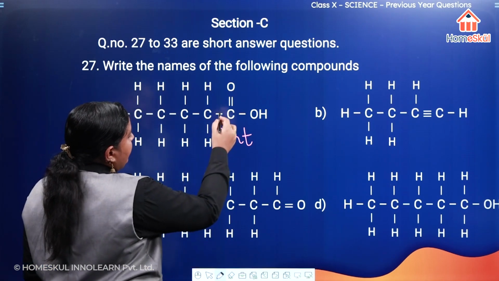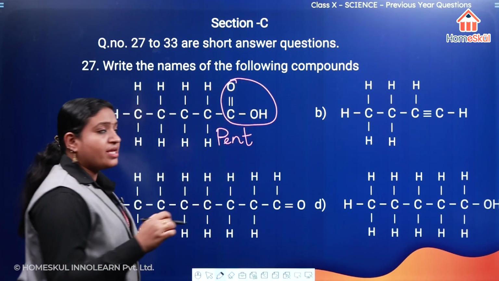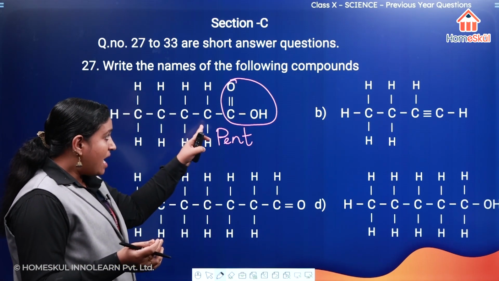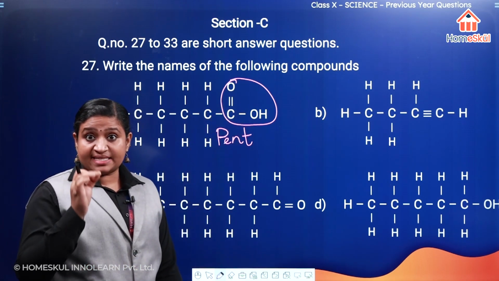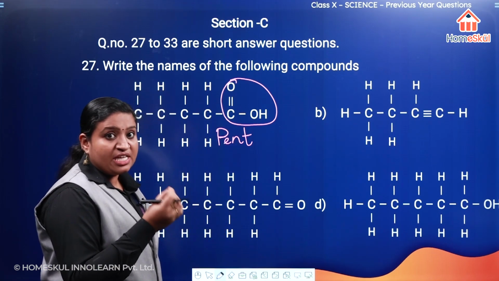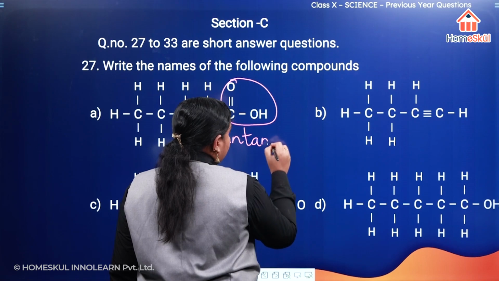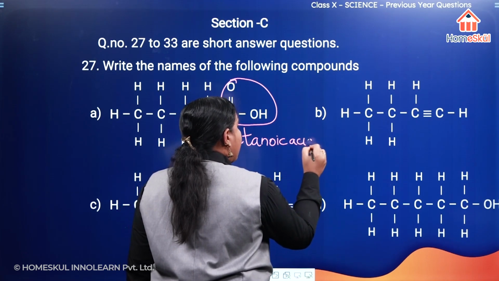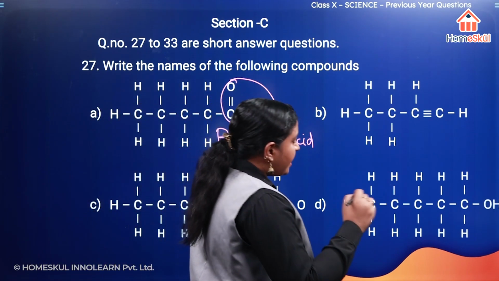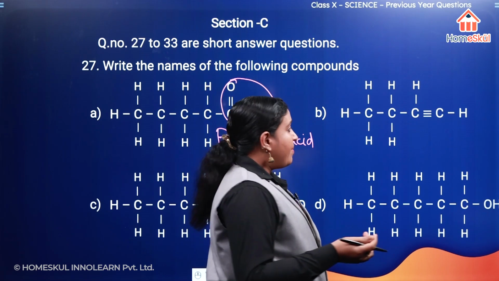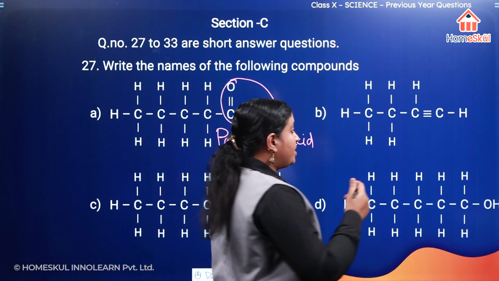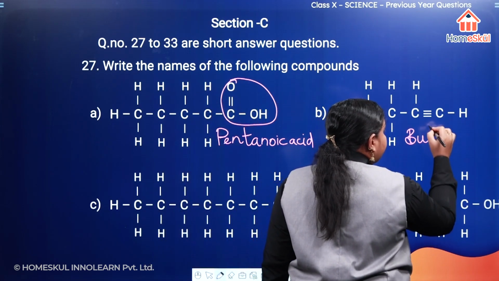And here we have COOH. What is COOH? It is an acid. So we have 5 carbon atoms and at the end we have an acid, carboxylic acid. So pentane plus acid will give you pentanoic acid. Pentanoic acid. Clear? Now coming to the second one. Again you take the number of carbon atoms here. 1, 2, 3, 4. So meth, eth, prop, but. The name starts with but.